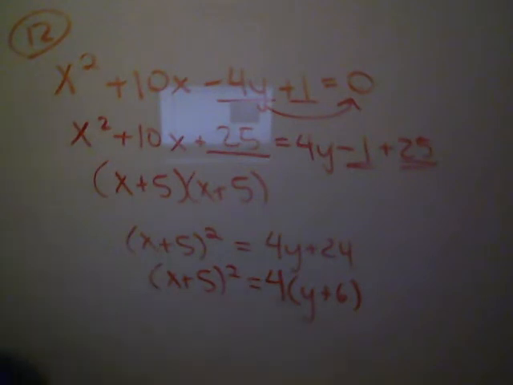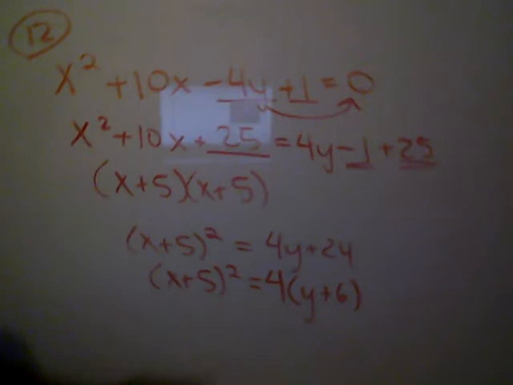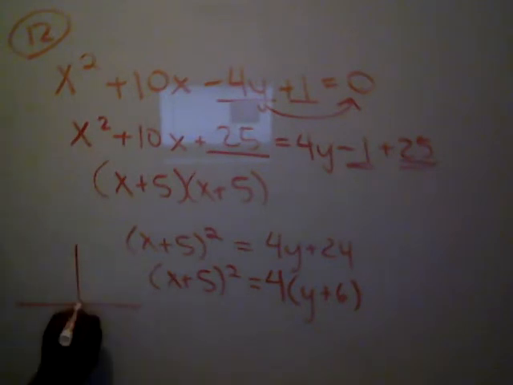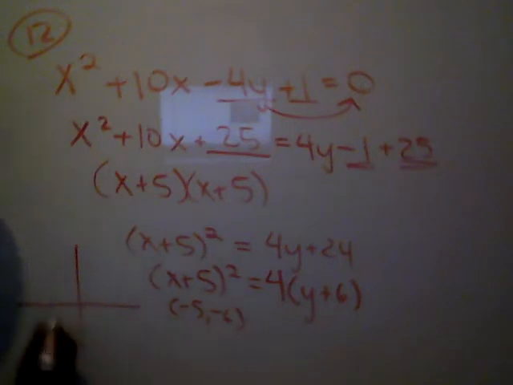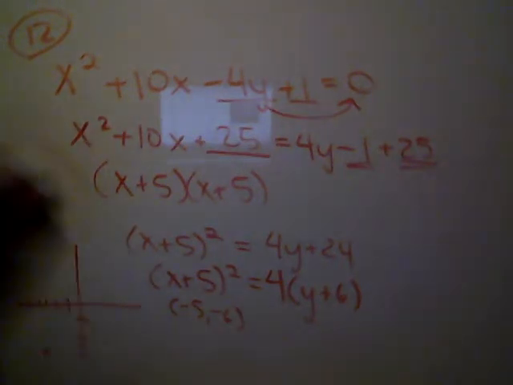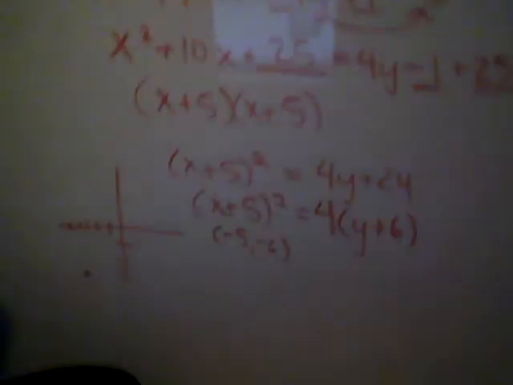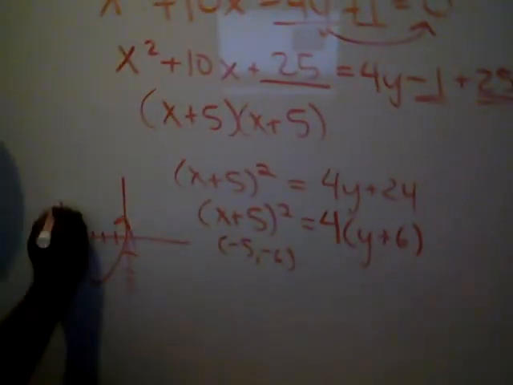So this would be the final equation for that parabola. This is x squared and it's positive, so it would be opening up. Our vertex would be at -5, -6, so it would be somewhere like here. The vertex would be somewhere here and it would be opening up. So something similar to that.